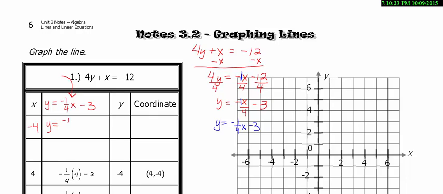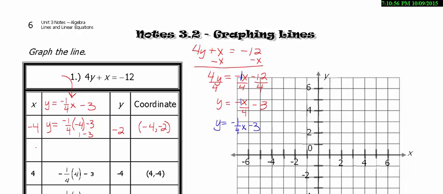Y equals negative 1/4 times negative 4, and then we will subtract 3. So negative 1/4 times negative 4 will give me a positive 1, and so what we would have is 1 minus 3. That gives us negative 2. So one of the coordinates that this line will go through is the coordinate negative 4 comma negative 2. Again, you could pick any x values that you want to, plug those into this equation, and you will get a coordinate that you would use to graph this line.